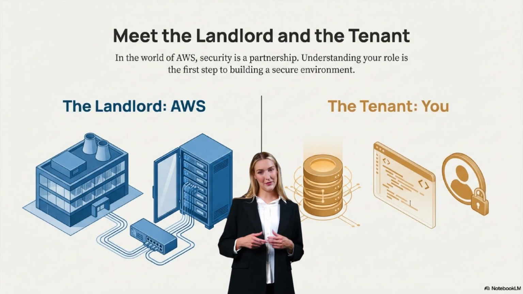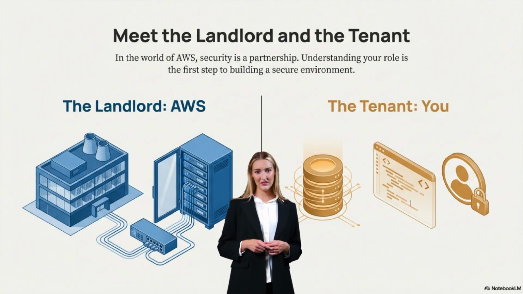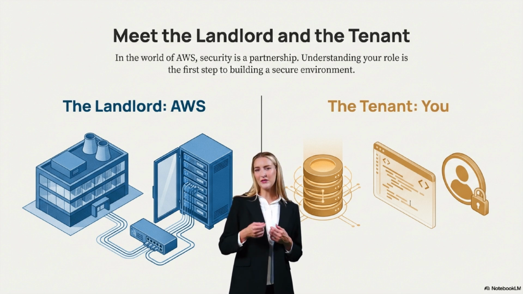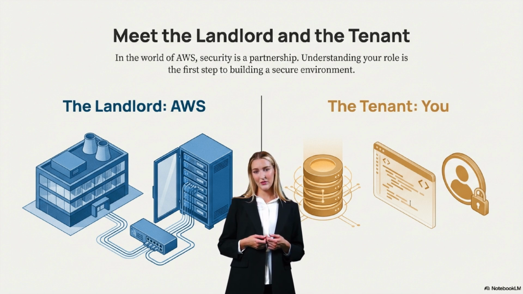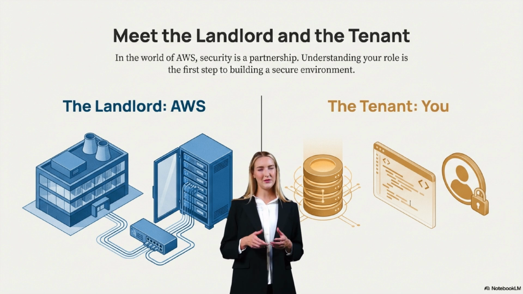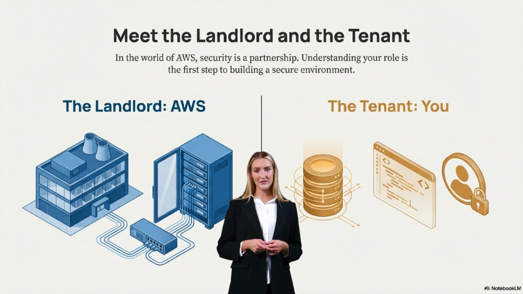In a traditional on-premise data center, you are responsible for everything, from the physical locks on the doors to the software updates on the servers. However, in the world of AWS, security is a partnership. To understand this, we must identify the 2 main characters in our story: the landlord, AWS, and the tenant, you. Just as a landlord in an apartment complex provides the essential structure and external safety, AWS provides the foundational security for the global infrastructure. As the tenant, you are responsible for the safety of everything you bring into that space.